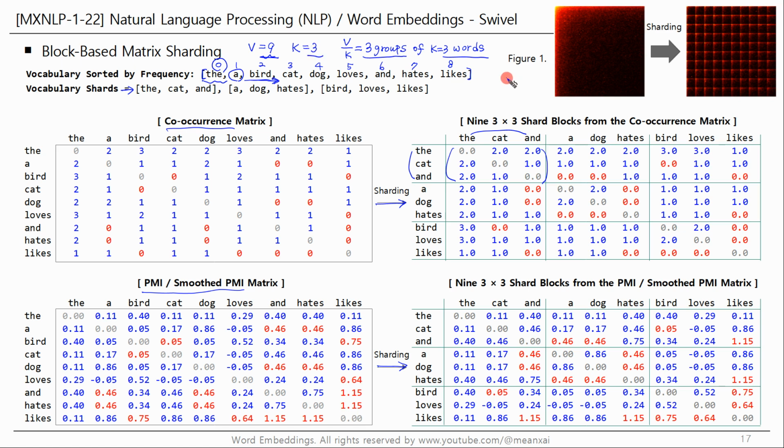Just as a side note, in the original Swivel paper, the co-occurrence matrix is partitioned into 4096 by 4096 blocks. Since the word and context vocabularies are the same, the overall co-occurrence matrix is square, so using square blocks is a natural choice.